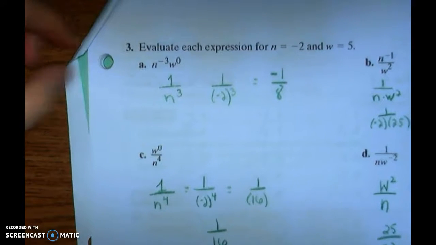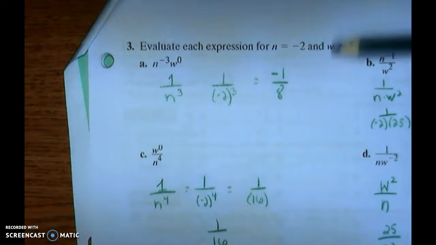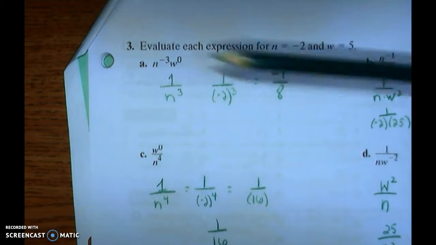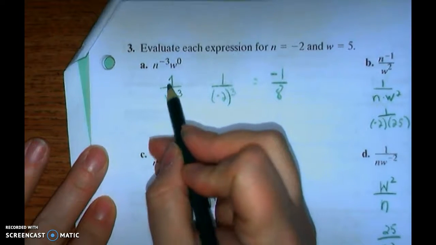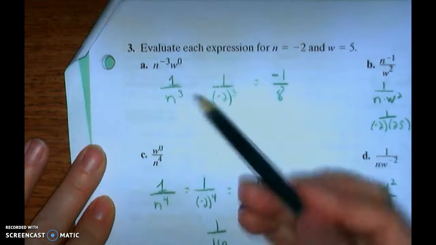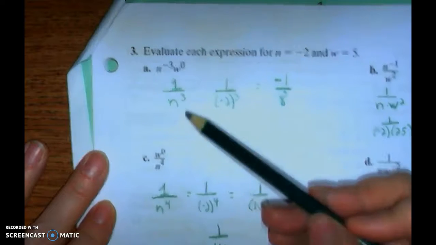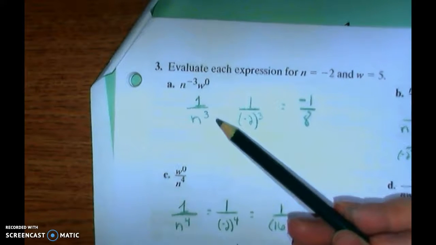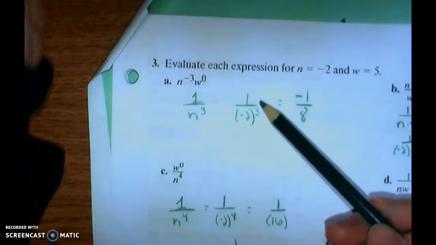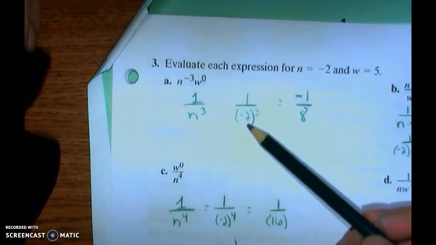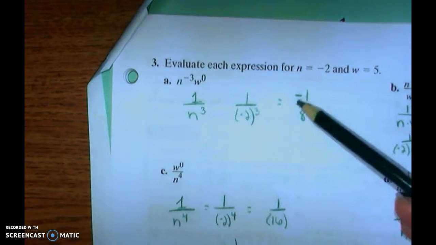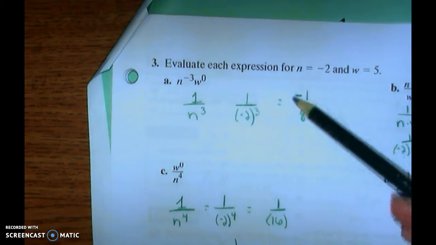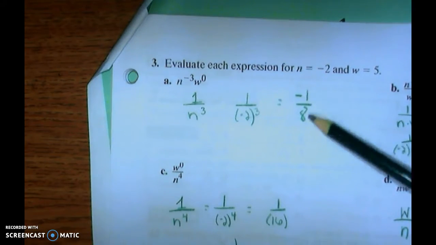All right, here we're looking at quick check example 3. And we have n to the negative 3rd times w to the 0. That w to the 0 becomes the 1, and the n to the negative 3 comes down into the denominator as n to the 3rd. 1 over negative 2 to the third becomes 1 over negative 8. And again, I like to write the negative sign in my numerator, so I have negative 1/8.